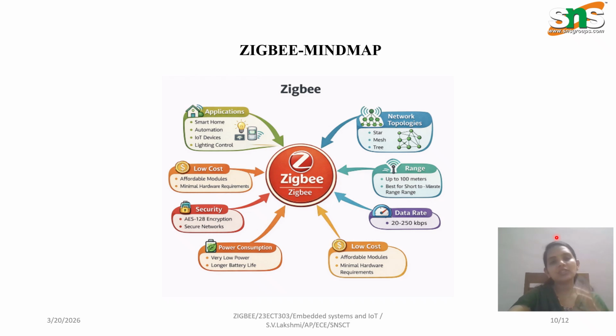The network topologies it follows are star, mesh, and tree. The range is up to 100 meters, and it is a short range communication protocol. The data rate is 22 to 50 kbps. It has low power consumption, low cost, and it is a secured protocol.